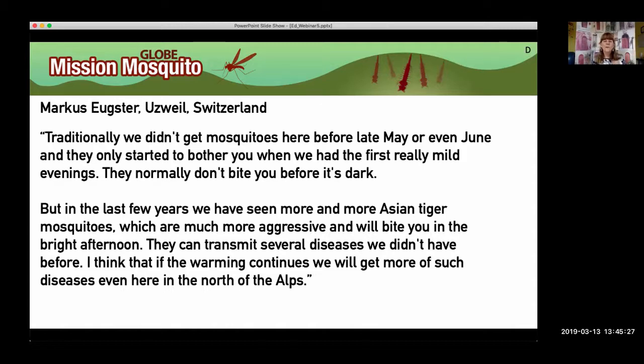But within the last few years, and as Liz mentioned, we're really, really interested in being able to get a feel for the impact of our changing climate. They're starting to see more and more Asian tiger mosquitoes, which are more aggressive and will bite you and are vectors of mosquito-transmitted disease. So he is thinking that as the warming continues, they're going to start to see outbreaks of these diseases. And so it will be extra important for people that haven't had to worry about emptying their containers of water on a regular basis to be vigilant.